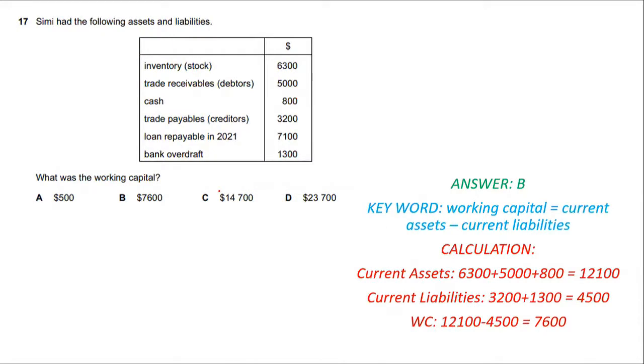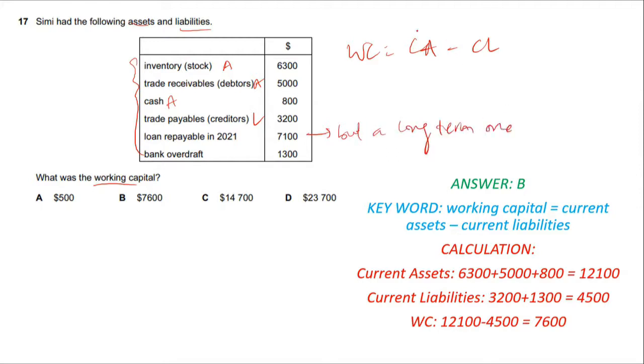Multiple choice number 17. Simi had the following assets and liabilities. What was the working capital? Now, working capital is basically the difference between current assets minus current liabilities. You would look at this table, you would spot assets and liabilities and then take the difference. Inventory is an asset, trade receivable is an asset, cash is an asset, trade payable is a liability, loan payable in 2021, this is a liability, but a long-term one, whereas working capital is only concerned with current liabilities as well. So we do not take this into account.